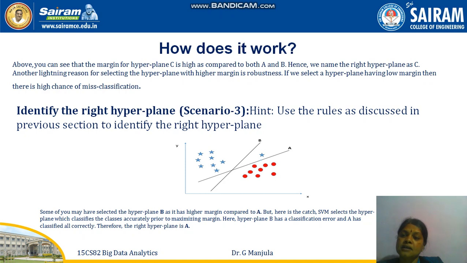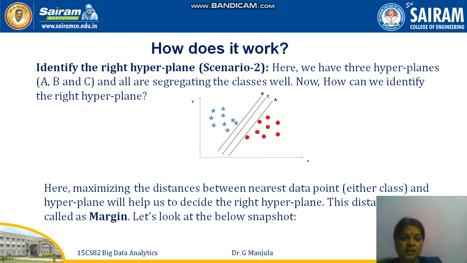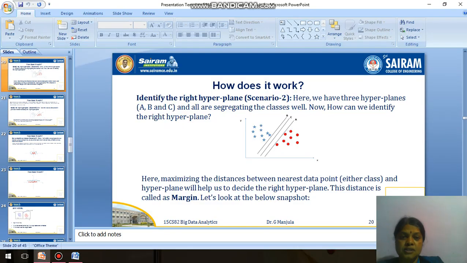Another reason for selecting hyperplane C is that the margin gives robustness. If we select a hyperplane having a low margin, then there is a high chance of misclassification. Clear? Now what I want to say here is, I will show you one small image, one Word file of your notes, where you can justify. So according to me, C is better compared to A and B. How it is better than A and B, I want to justify within one small note. Clear?